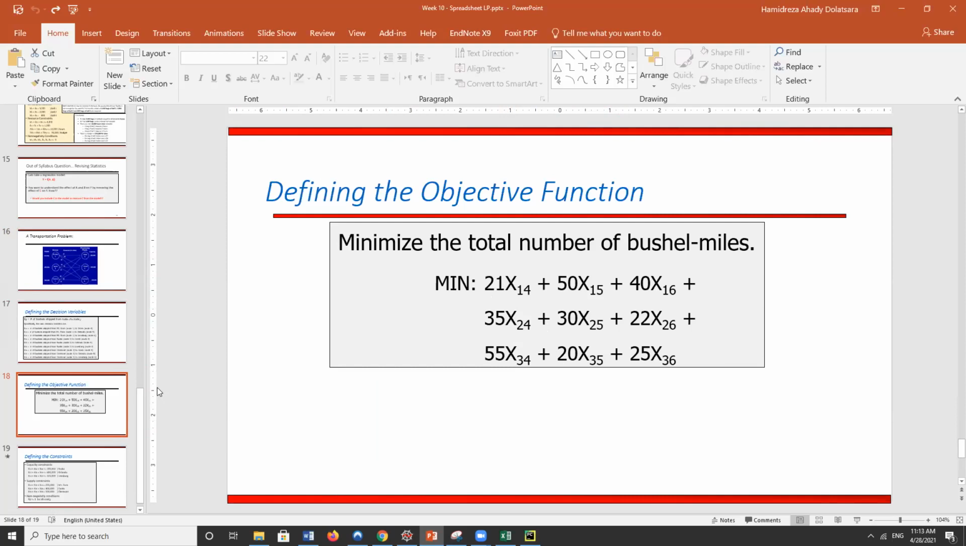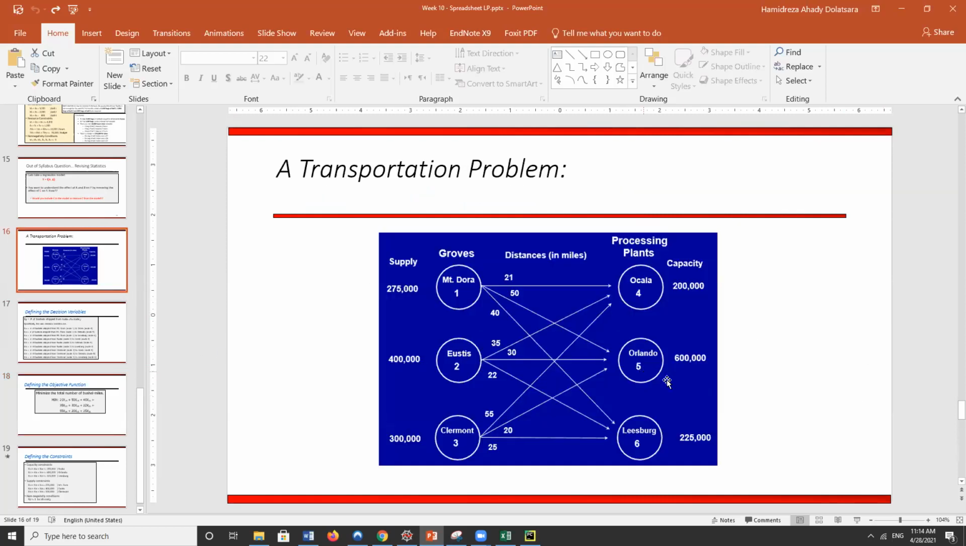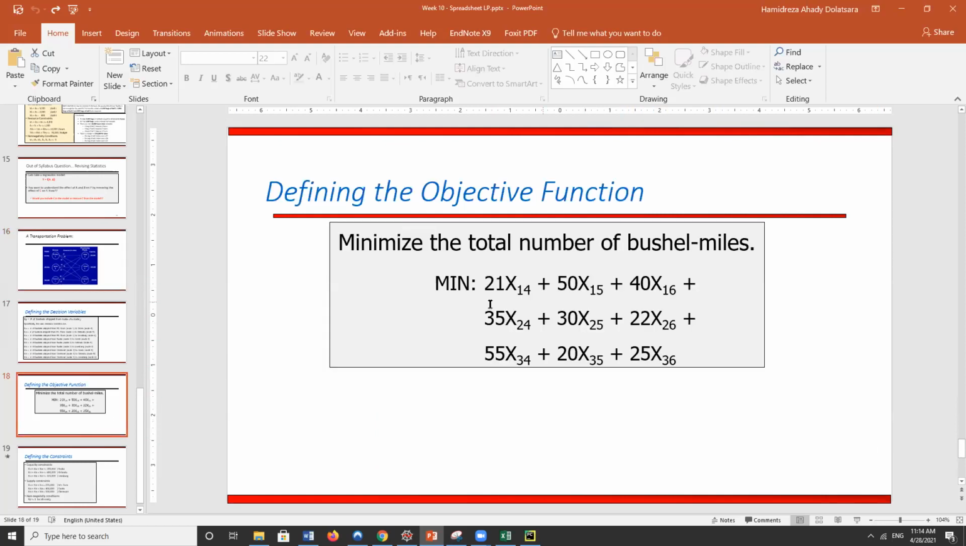I'll wait 1 minute in case you guys have a question. So as you see, the first time you see a transportation problem might be challenging, but next time if you see something similar, it's much easier, believe me. So if I tell you in the homework, instead of distance, I put cost, you just change the distance coefficients to the cost coefficients.